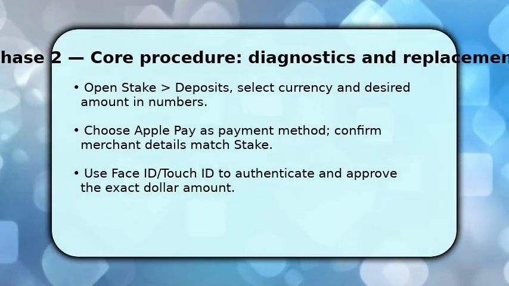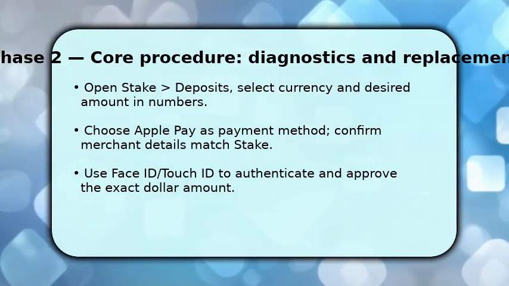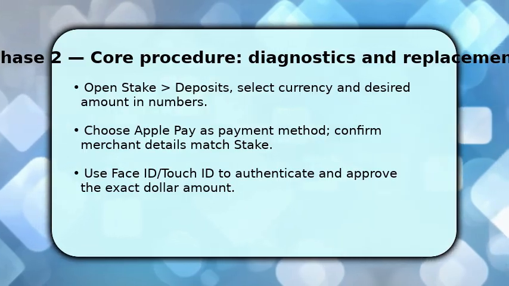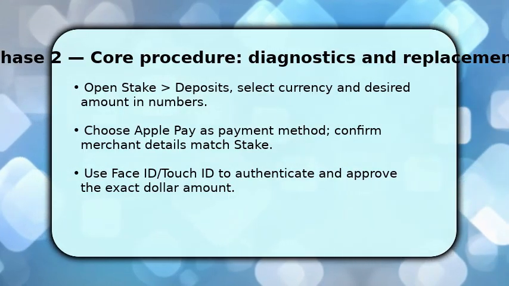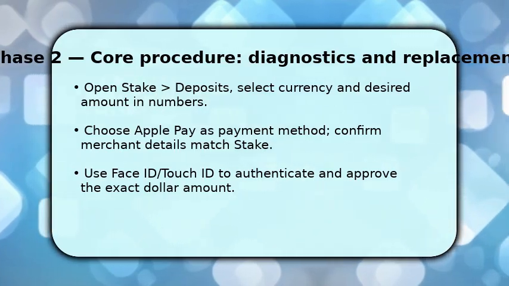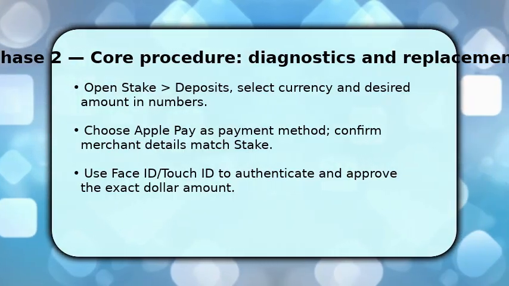Next, tap Pay. Face ID or Touch ID will prompt, authenticate the transaction, and wait for the green confirmation. If you see any mismatch in currency or amount, cancel immediately and re-enter details. Once approved, Stake receives an instant tokenized payment, and the funds should appear in your account balance without manual processing.